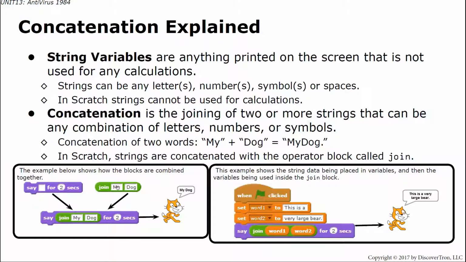But I wanted you to see that we can take these 2 different text entries right here and combine them together. A little more difficult over here, we have 2 variables, word 1 and word 2, and technically these aren't words; they're kind of segments of sentences. But anyhow, we take these 2 variables and put them inside the join block, and whenever it prints out on the screen, the cat's going to say "This is a very large bear." It's doing that because this variable has that information and this variable has that information, and we combine them together with the join block. Concatenation can be pretty simple if you just keep it real basic and don't overthink it.